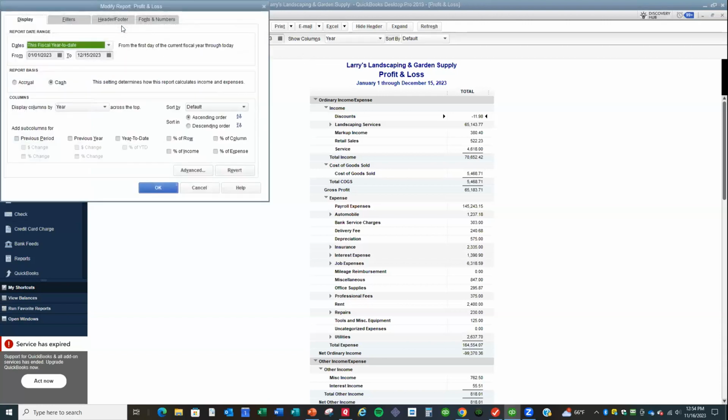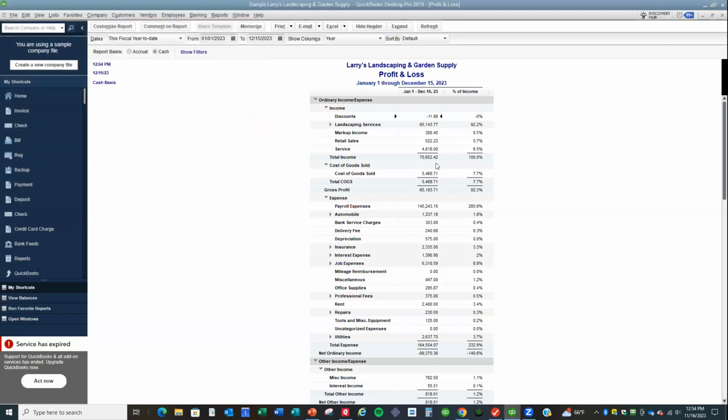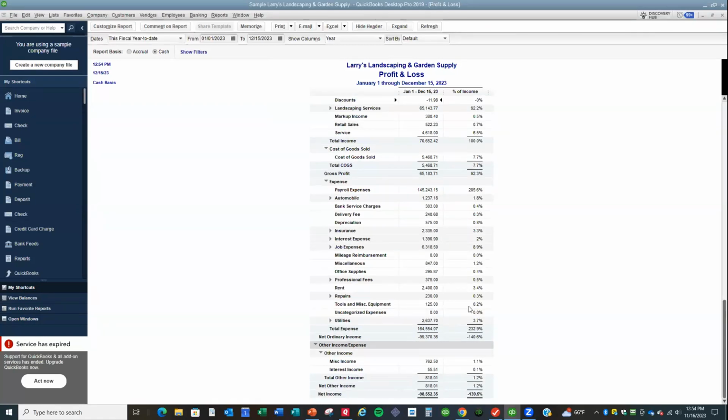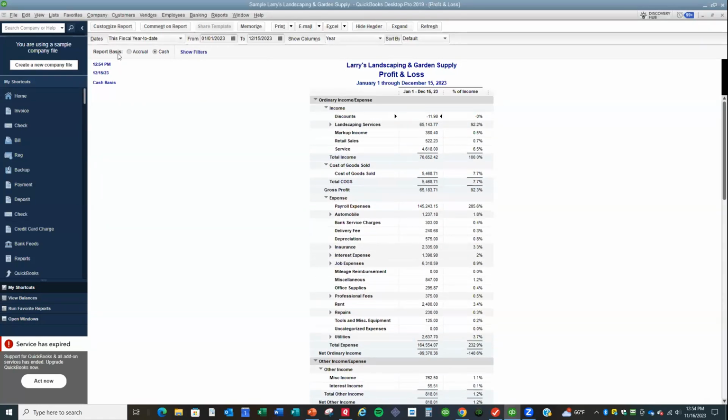If you hit customize report here, there is some of the stuff in here we already looked at. You could tell it that you want to see each of these rows as a percent of income. Remember we were talking about his gross profit: he's got a 92% gross profit. That's huge, which is weird seeing he's losing money. So they don't take any stock in a lot of these numbers.